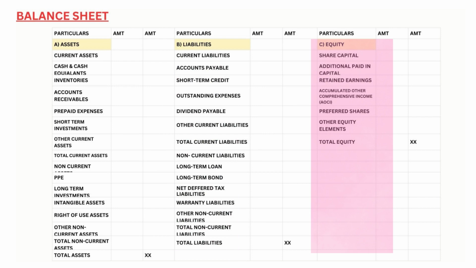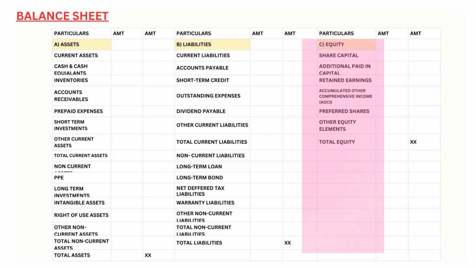Finally, we come to the equity section. Equity represents the owner's share in the business. It includes share capital, additional paid-in capital, retained earnings, accumulated other comprehensive income, preferred shares if any, and other equity elements. When these are added, we arrive at total equity.